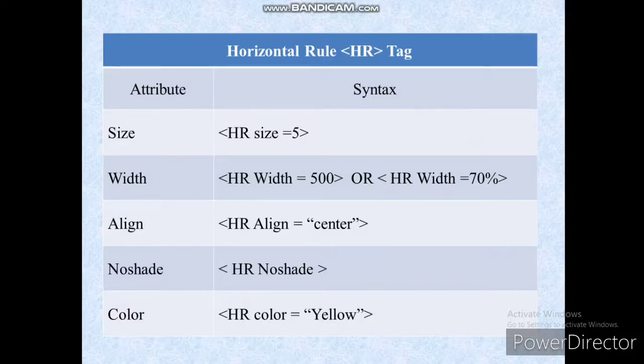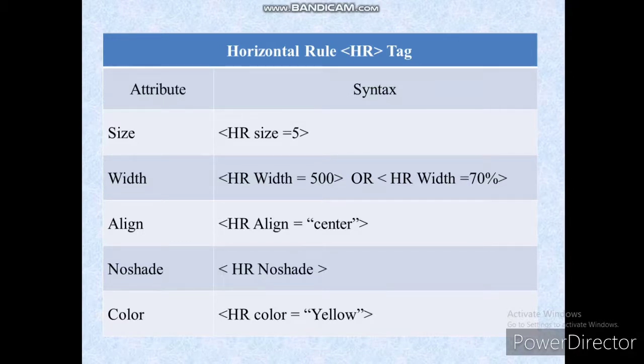By default, the horizontal line appears shaded and spans the width of the browser window. The attributes of the HR tag are listed in this table. The first attribute is size. Size attribute specifies the vertical size or the thickness of the horizontal line. How you use it: start angular bracket HR, then size is equal to 5 or any number of your choice.